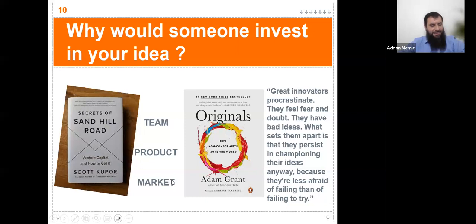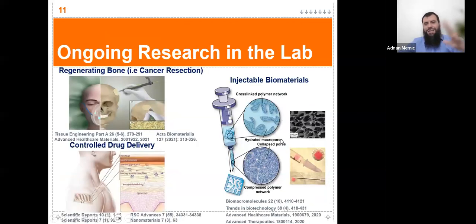Okay, so enough. I took maybe 10 or 15 minutes of your time just talking about these general ideas. So now we'll actually get into the real stuff that is happening in the lab. And really there are 3 different directions for the lab. The first direction is the regeneration of bone, and we'll see why that is important. You can think about cancer resection, traumatic injury, maybe congenital defects, different situations where you would need to regenerate bone.